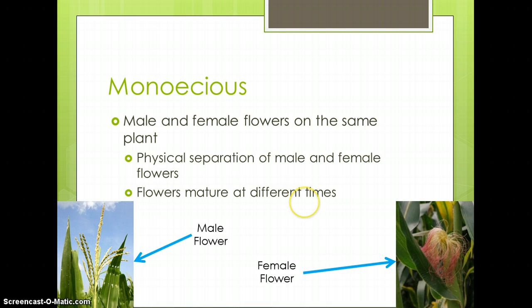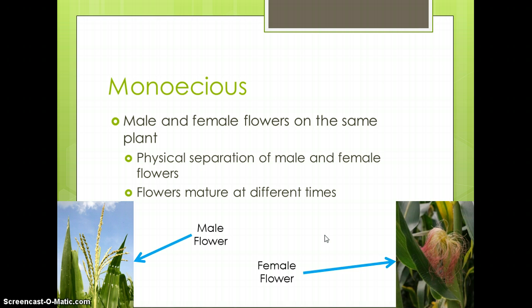Monoecious has female and male flowers on the same plant. So take our corn plant, for example. At the very top of the corn plant, we have the stamen, which release the pollen, and then lower on the plant, we have the female flower, which is the carpel. This physical separation of the male and the female flowers helps to prevent self-fertilization. Self-fertilization is also known as selfing.